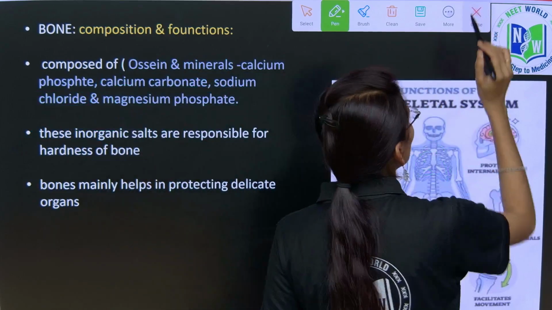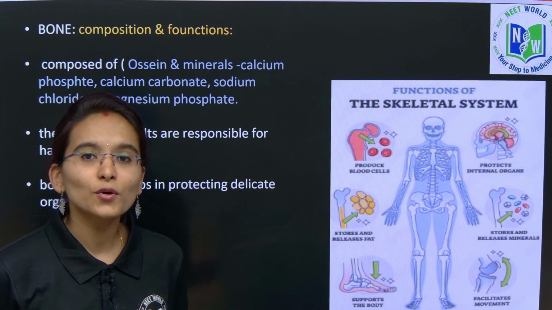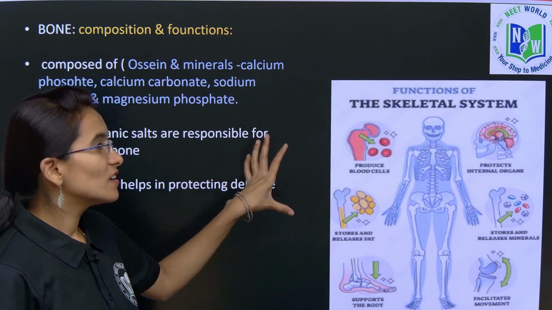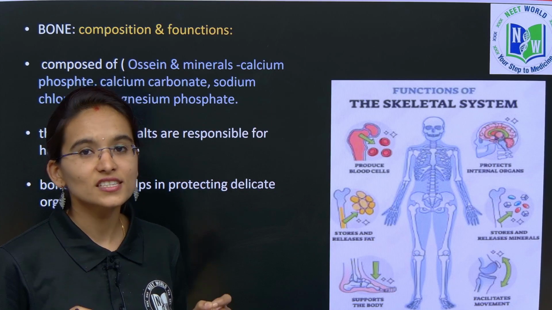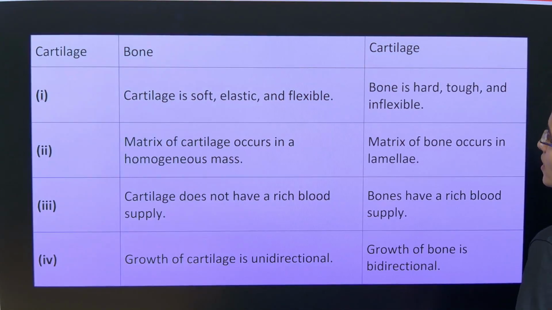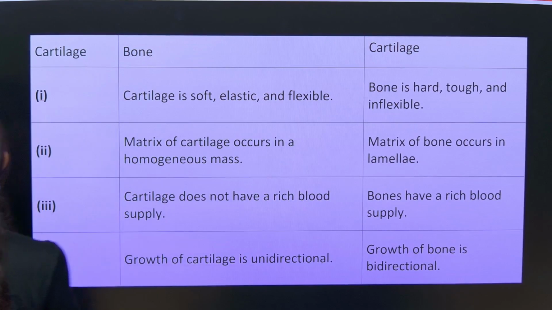The matrix of bone is called what? It is called lamellae, and the cells of the bone are called osteoblasts, and the osteoblasts along with the lamellae and lacunae together are called the Haversian system. Clear with this concept? Now we are going to see the differences between bone and cartilage.